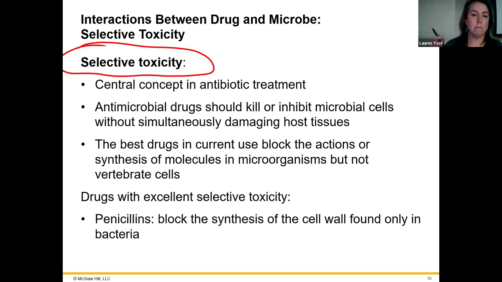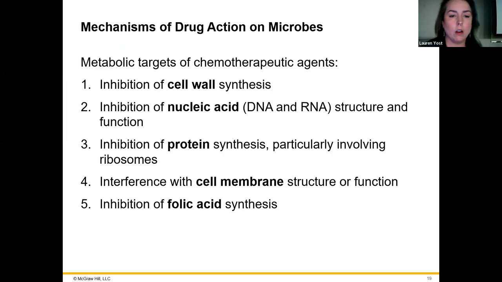That term means that, okay? You want to work against the bad guys without damaging the host. Selective toxicity. Drugs that have excellent selective toxicity are going to target aspects of the bad guys, like bacteria, that you don't have in your body. Your cells and your actual body, I'm not talking about your biome, but your body itself, your cells don't have peptidoglycan cell walls, right? So things like the penicillins, they're great because they'll target those peptidoglycan cell walls and they'll not affect your cells at all, right? But yeah, that's an example.